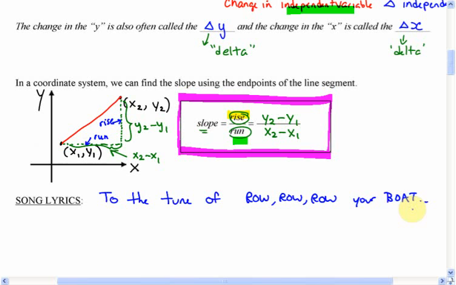Row, row, row your boat gently down the stream. Merrily, merrily, merrily, merrily. Life is but a dream.